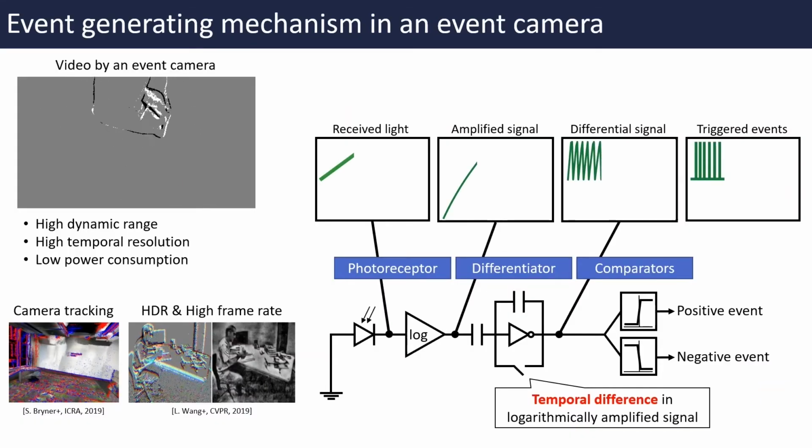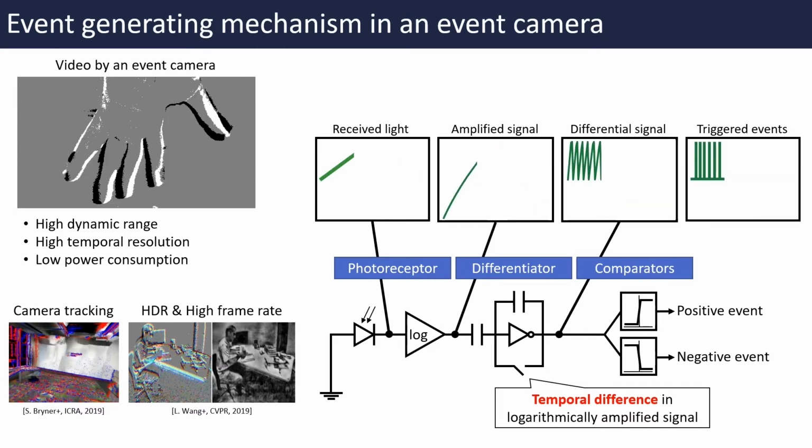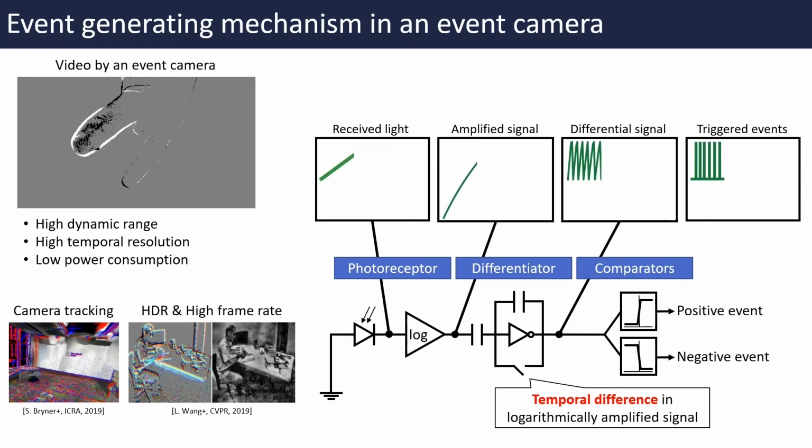In order to solve those problems, we realized event cameras are key device. Event cameras are new device to asynchronously observe changes in brightness. Their features are high dynamic range, high temporal resolution, and low power consumption, which are preferred for fast camera tracking and reconstruction of high dynamic range and high frame rate videos.